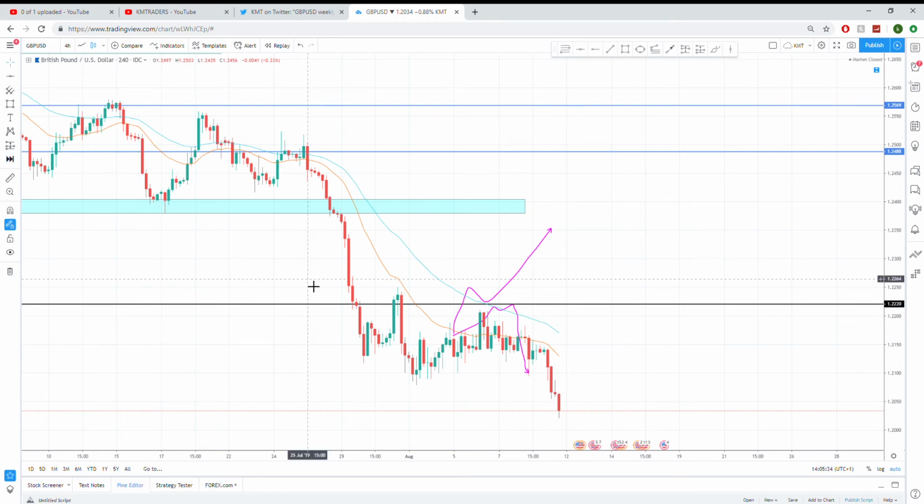We are looking at pound USD. We're just going to get into the video with the actual technicals and get into everything.